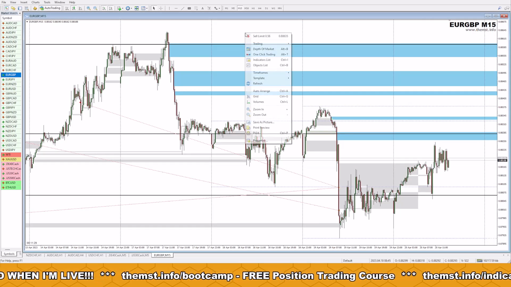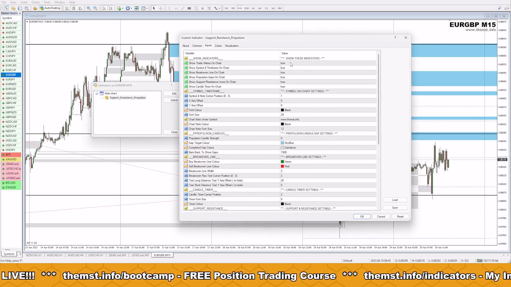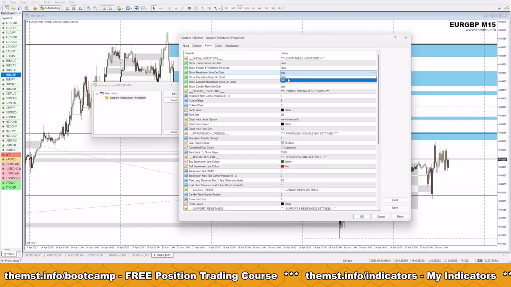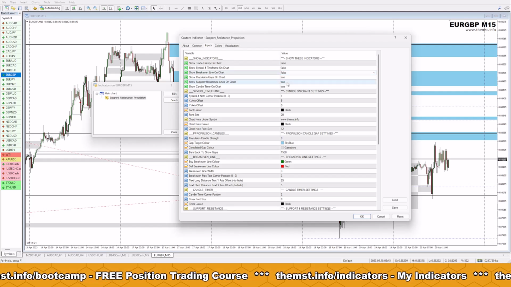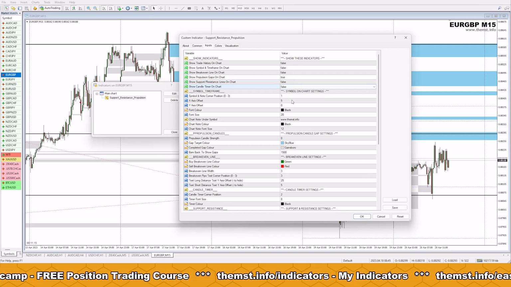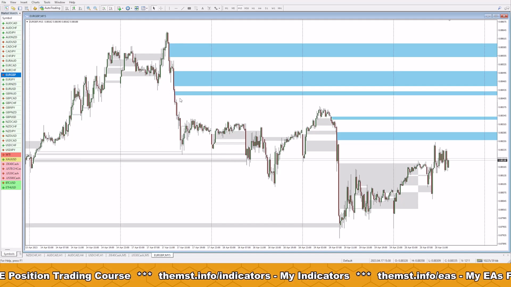So what I'm going to do is start off by just looking at the main points of the indicator. So I'm going to turn everything off on here. And we're going to start by taking a look at the propulsion gap targets. So turning everything else to false, which basically turns off everything on the chart apart from the propulsion gaps.